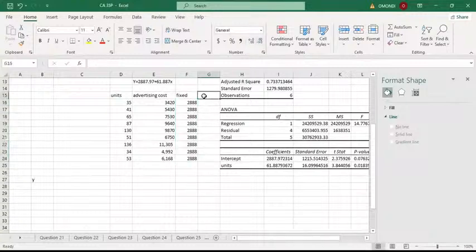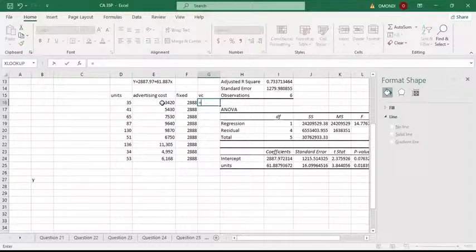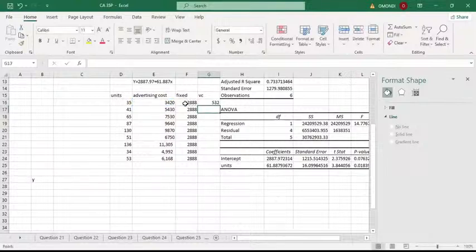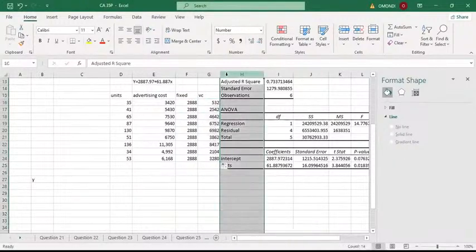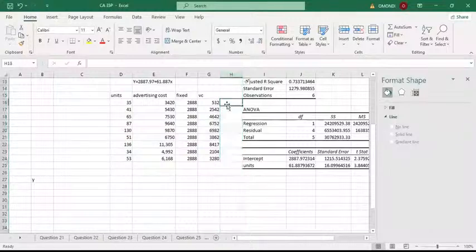Then how do we get variable cost from this? Our variable cost is equal to total advertising cost minus fixed cost. If we do that, we'll be able to get variable cost for producing all those units. So you can be asked to get this one here.